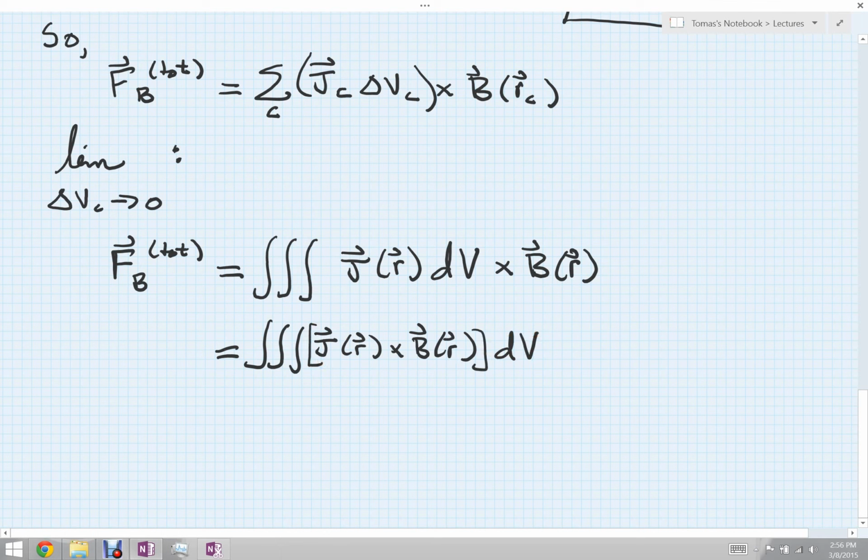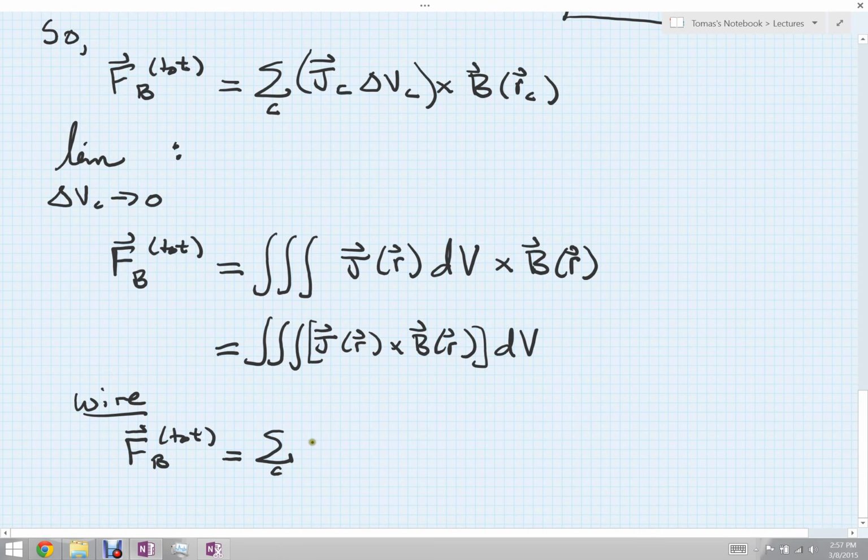For the case of a wire, which is probably the more common case that we'd want to think about, we know then that the total magnetic force we can get by replacing this sum of J delta V with our other relationship, which you recall is just the current times delta L of the chunk. And then that gets crossed with the magnetic field at the location of the little chunk from the wire.